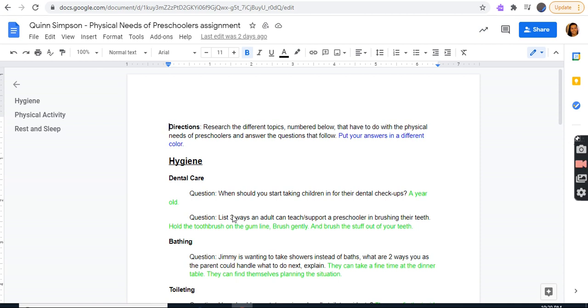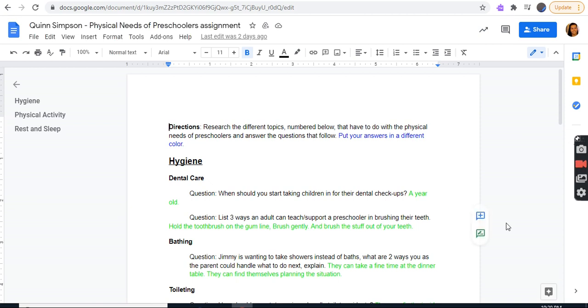Question 1. When should you start taking children in for their dental checkups? A year old. List 3 ways an adult can teach a preschooler in brushing their teeth. Hold the toothbrush at the gum line, brush gently, and brush the stuff out of your teeth.